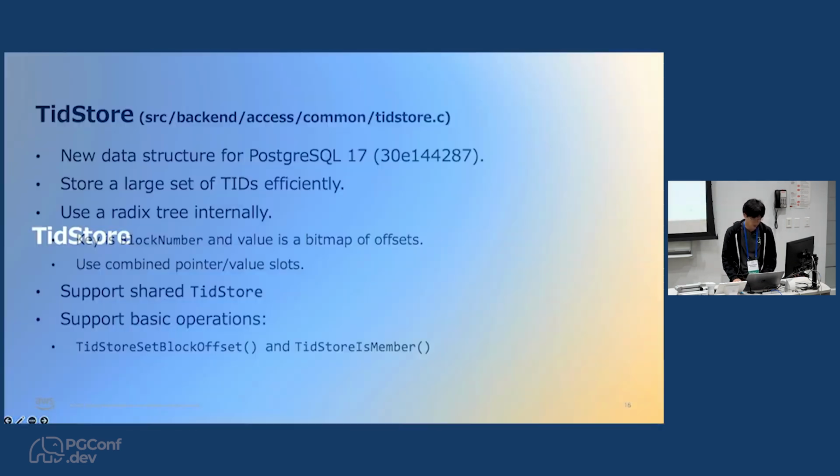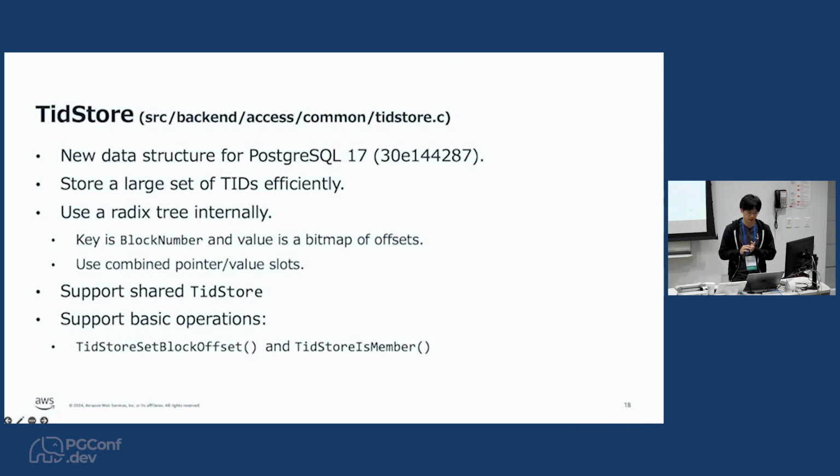So let's move on to the TidStore part. TidStore is also a new data structure introduced in Postgres 17, designed to store a large set of TIDs efficiently. The high-level structure of TidStore is actually very simple. It uses a radix tree internally, where the key is the block number, which is 4 bytes, and the value is the bitmap representation of the offsets. It internally uses the combined pointer value slot, so it uses a variable length value. It also supports a shared TidStore, so that multiple processes can share one TidStore. Currently we support only basic operations: the set operation and the is-member-of operation to look up a particular TID.